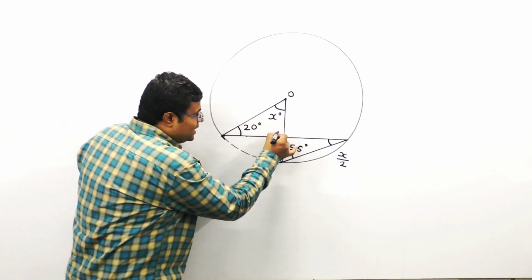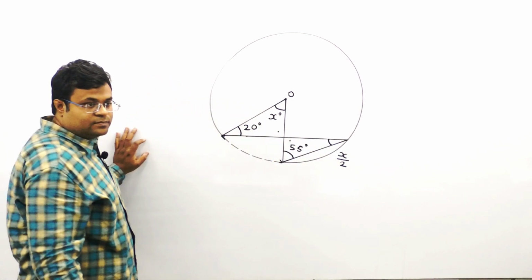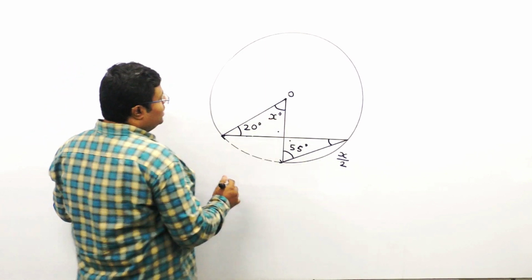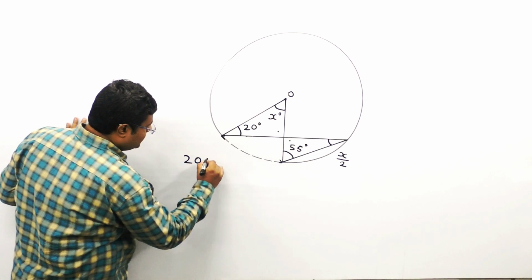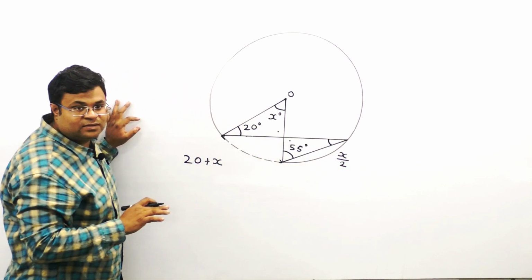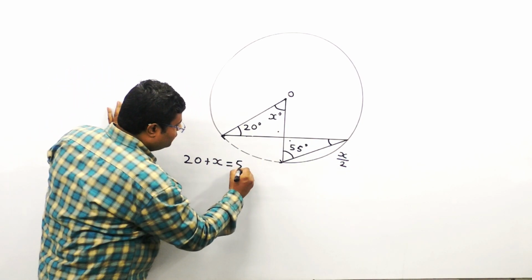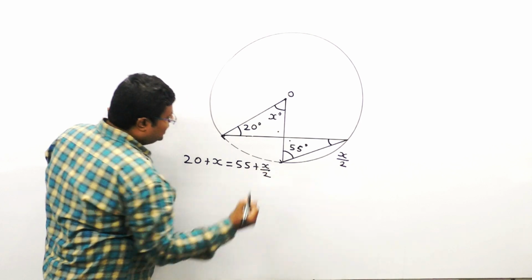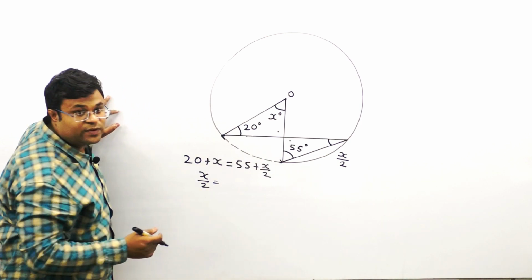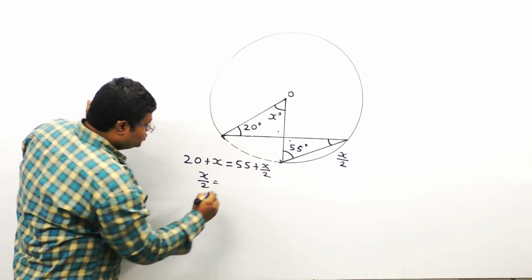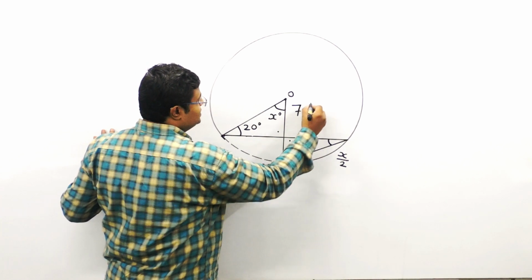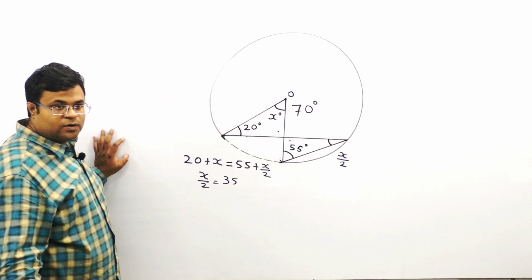Now if this angle is A and this angle is A, because they are both equal, vertically opposite angles, I will say 20 plus x plus A should be equal to 55 plus x by 2 plus A. Since A is common, we can say 20 plus x is equal to 55 plus x by 2. So x minus x by 2, that side we have x by 2, this side we have 55 minus 20, that is 35. So x by 2 is 35, x is equal to 35 into 2, that is 70 degrees. Got it or not?